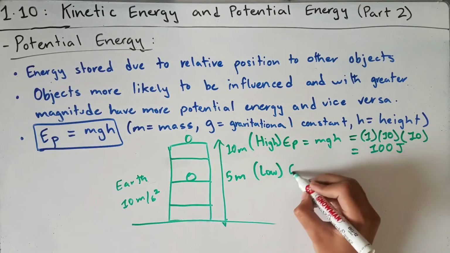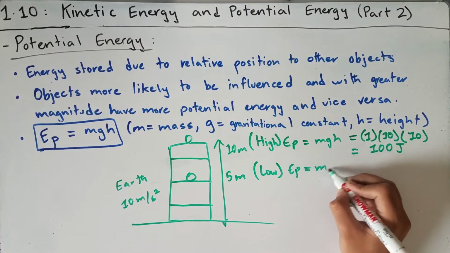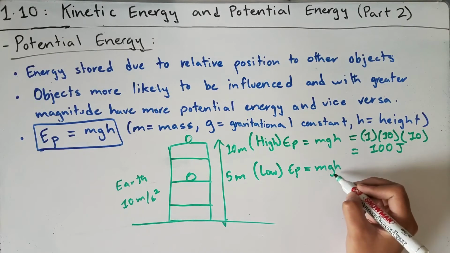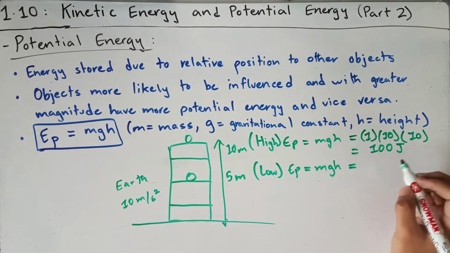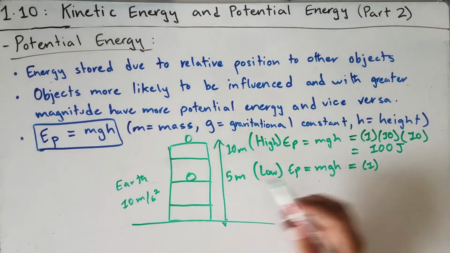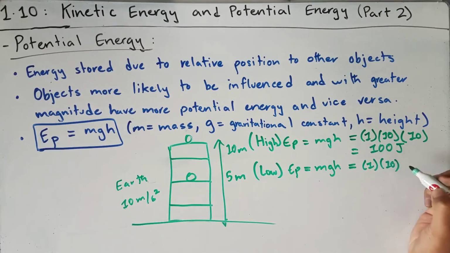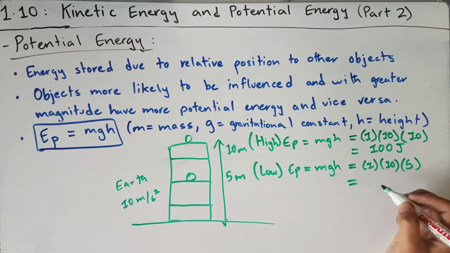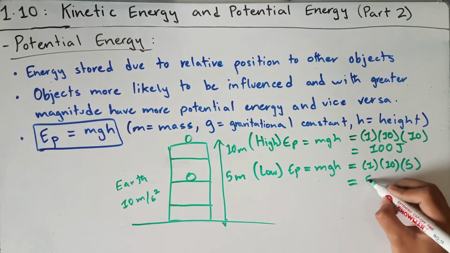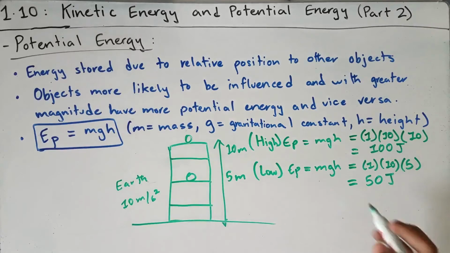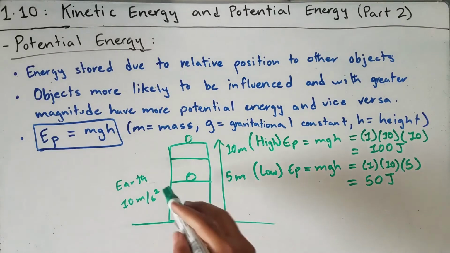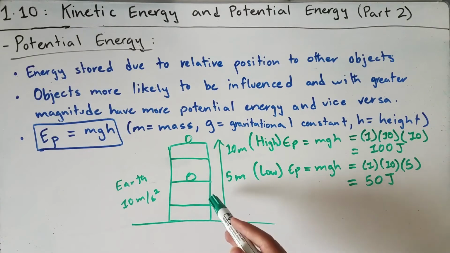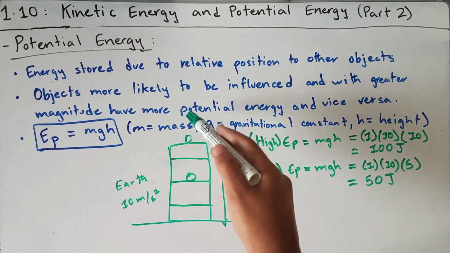Now for the lower ball, again, we know that the potential energy for that ball will be its mass times the gravitational field constant times the height of that ball, which means that we're going to get the mass being 1 kilogram times the gravitational constant of 10 meters per second squared times the height of 5 meters. So in this case, our potential energy will be 50 joules. We can see that height has impacted our potential energy, as the ball that is sitting lower on the bookcase has a lower potential energy than that one that is sitting higher on the bookcase.